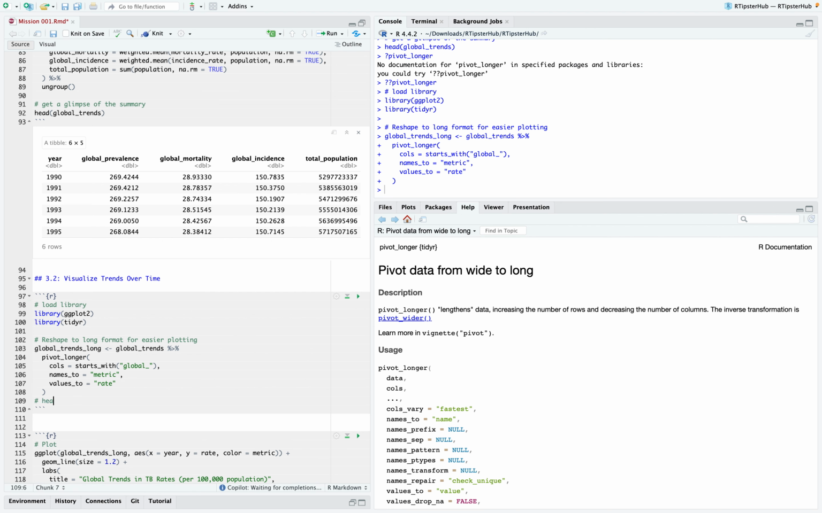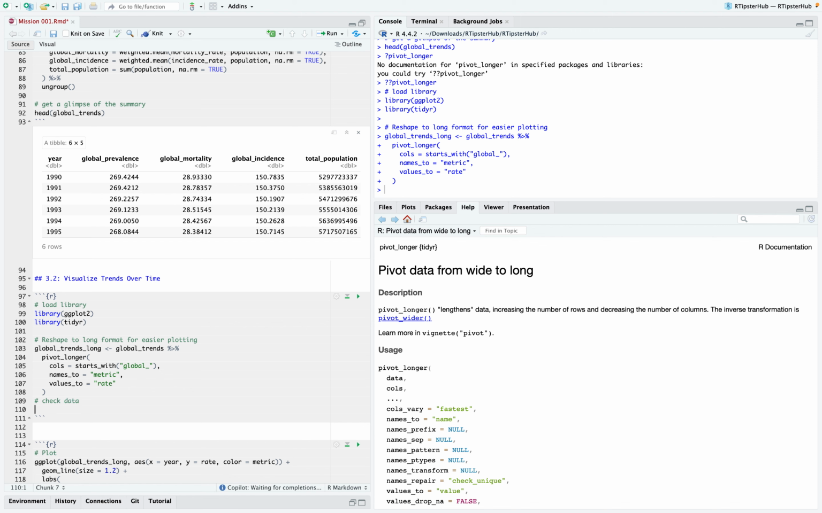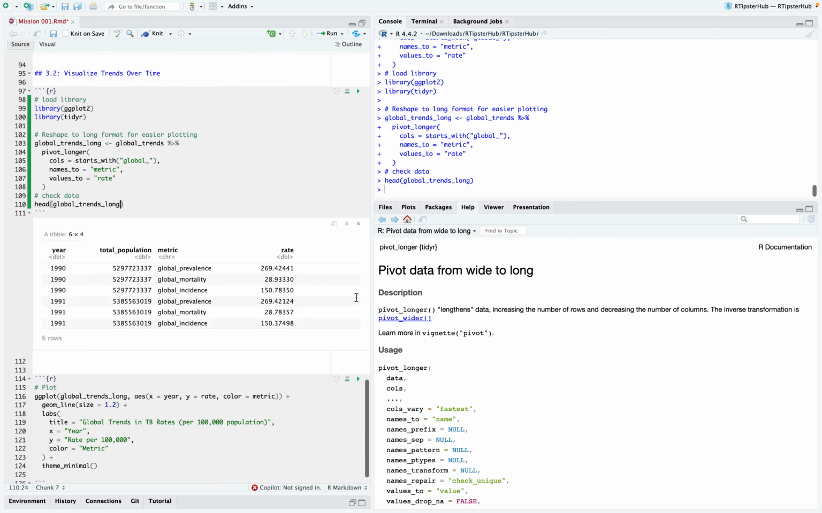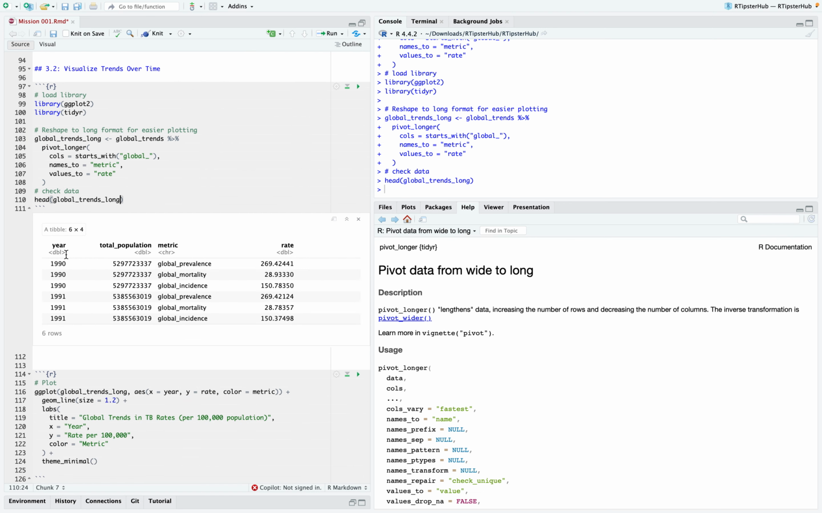then we check out the data. Check data. Global trends long. Right, so you see here total population, metric, rate. Okay, then we go back to the next section, that's basically plotting.